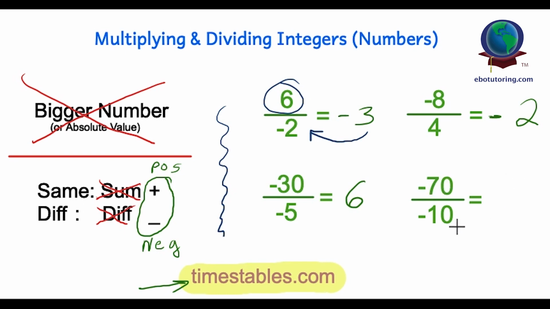-70 over -10. They are both negative, both the same sign. Therefore, our answer is going to be positive. No symbol needed, no sign needed. What is 70 divided by 10? Well, what times 10 makes 70? 7 times 10 makes 70. Therefore, since they're both negative signs, the answer will be positive. As we see right here, same means positive, different means negative.